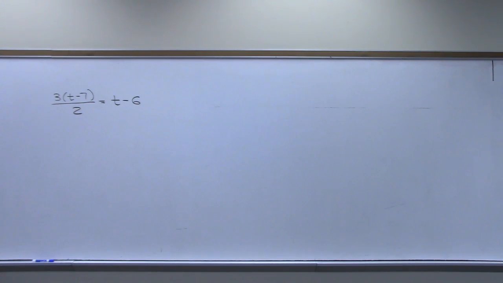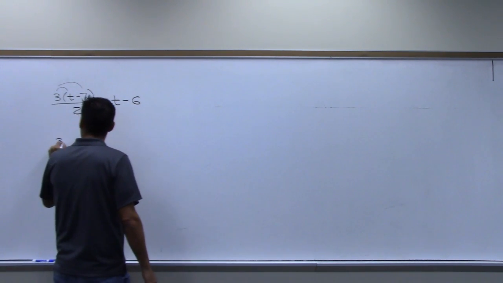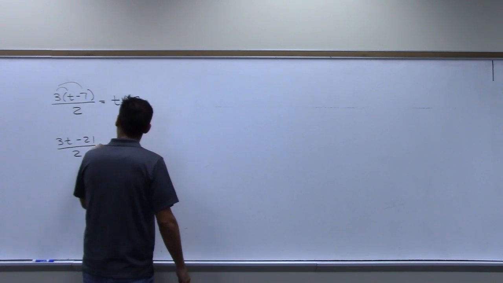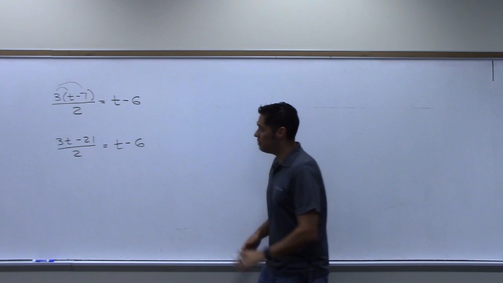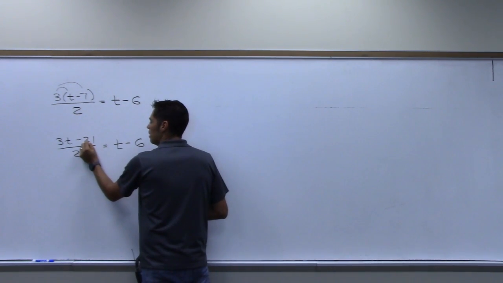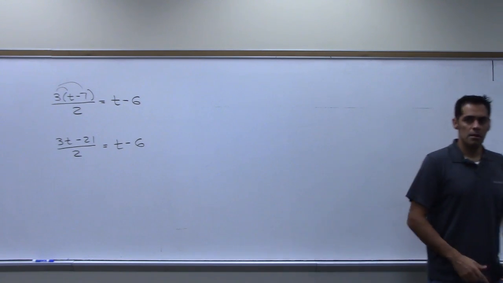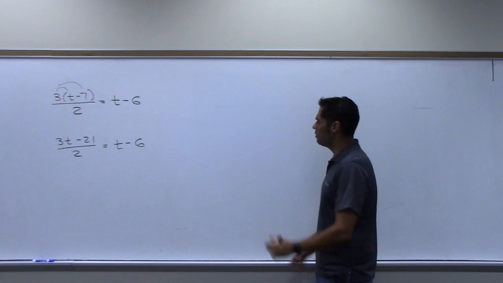Distribute the 3 first, right? Because that'll at least get the parentheses out of there. So 3t minus 21 over 2 equals t minus 6. That's completely a legitimate move. I'm okay with that. Now what? And multiply by 2. Okay, so let me just remind you of something here.